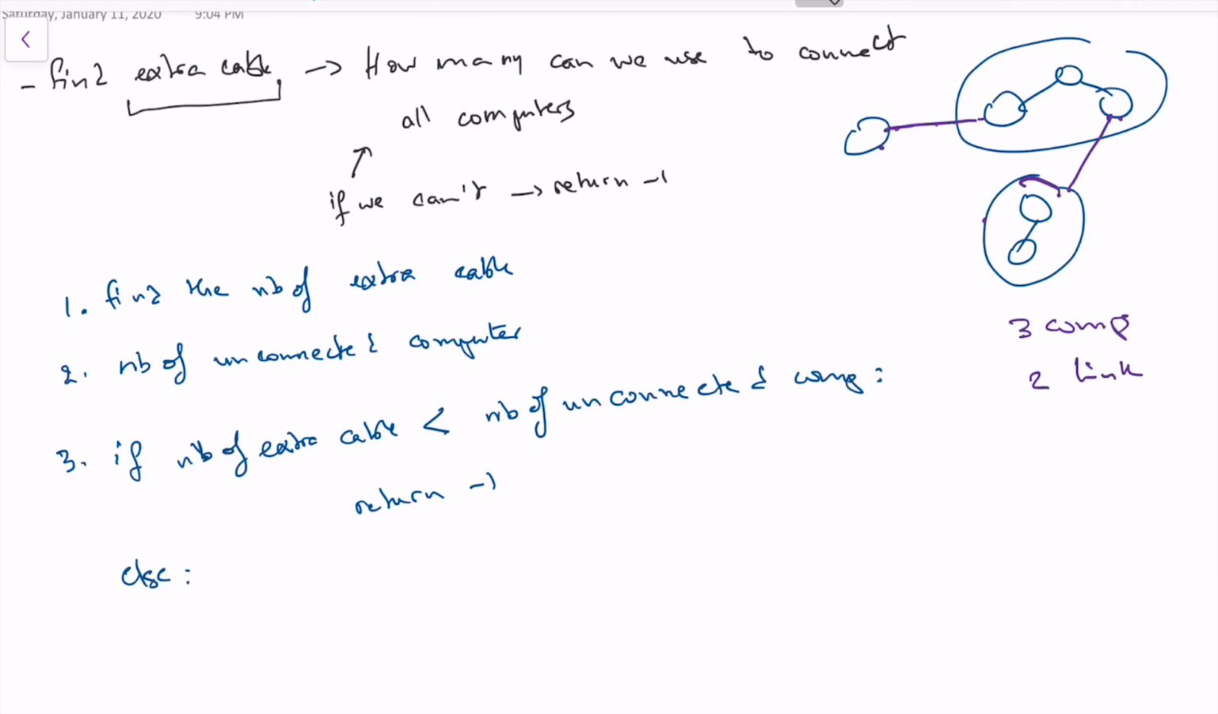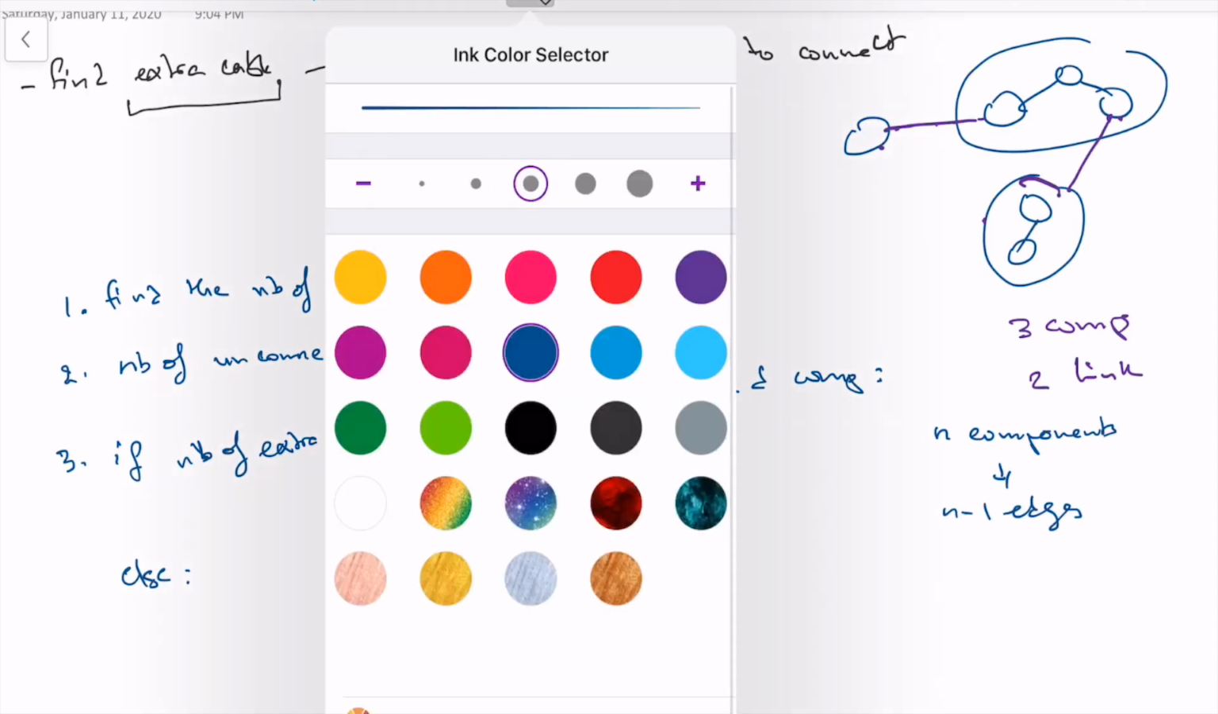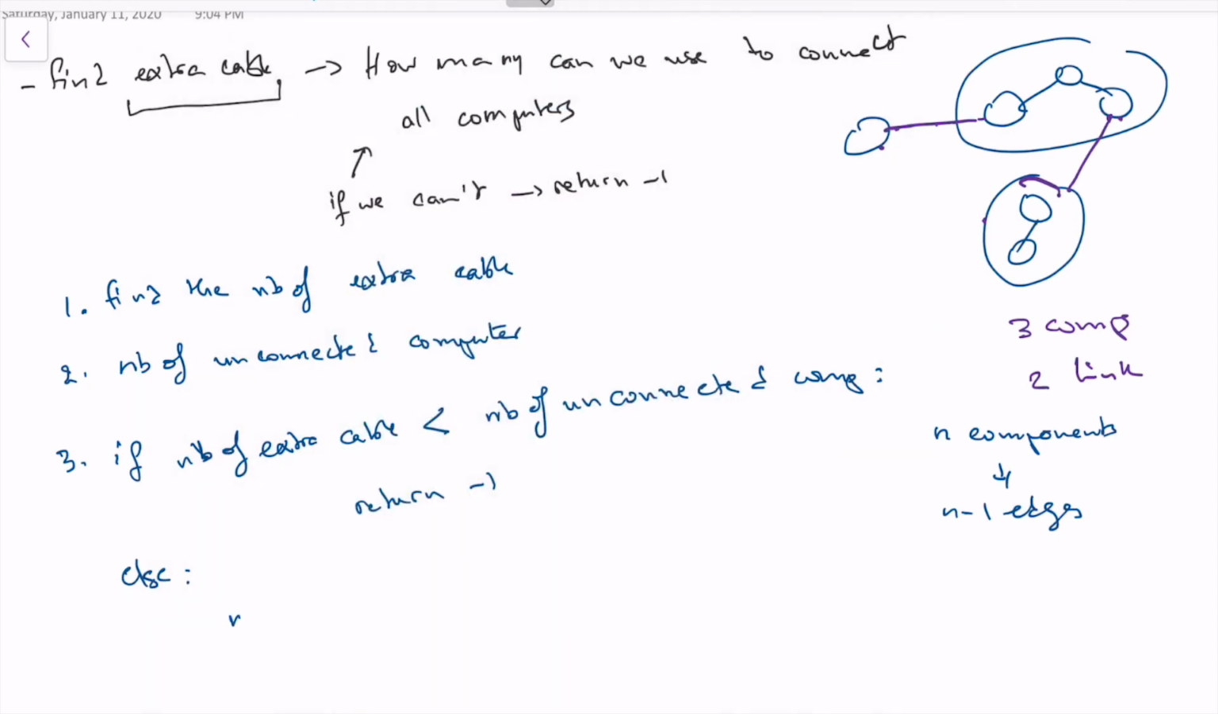And that's basically a general case, right? For n components, to connect them, we need n-1 edges. So here, that means we need to return the number of unconnected components, which is just the number of components actually, right? So it's just components -1. Return components -1.